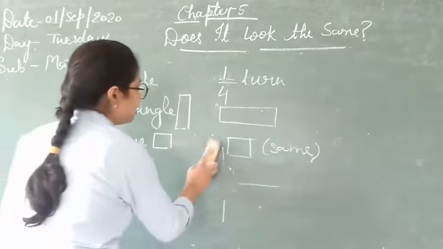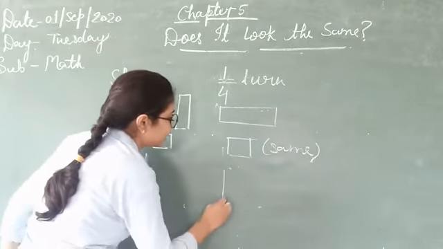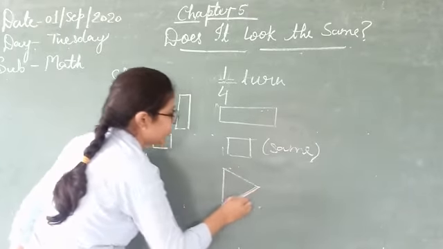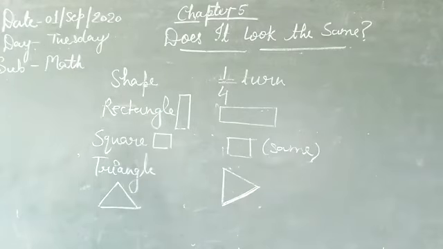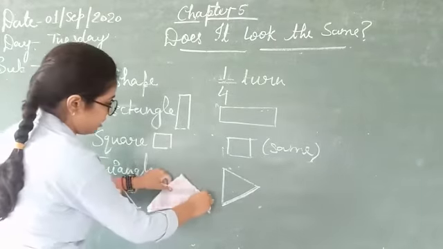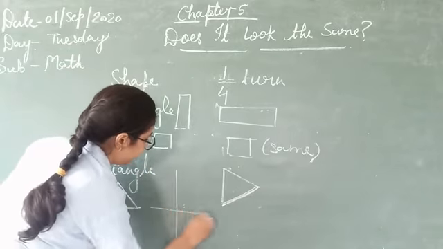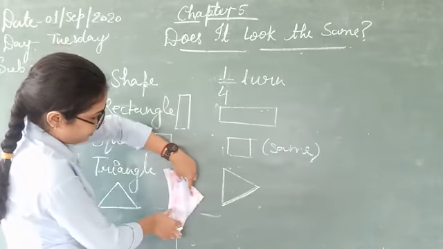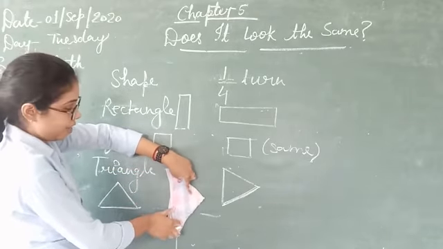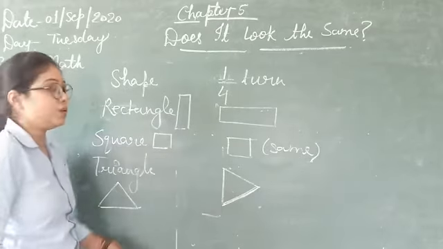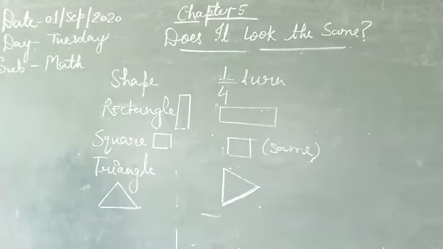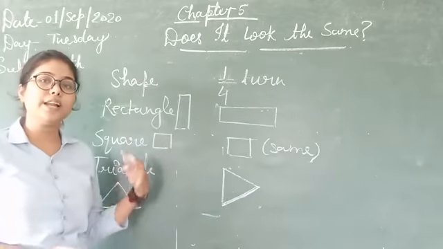After a 1 by 4th turn, the triangle will look like this. You can see here this one. So this is the triangle. When you rotate it by a 1 by 4 turn, it will come like this. Only this much you have to rotate. And after a half turn, it will look like this. So after a 1 by 4 turn, the triangle will be like this. So we studied the triangle, square and rectangle, and their 1 by 4 turn and half turn.